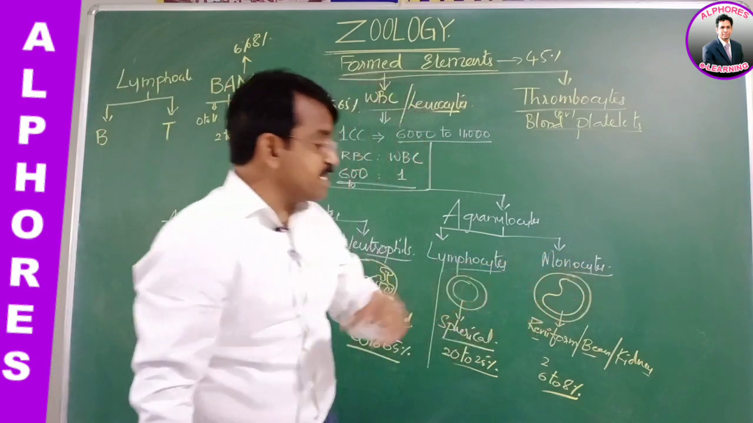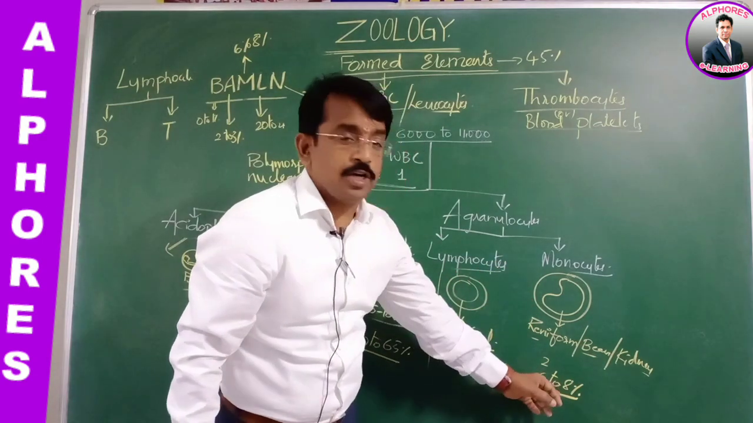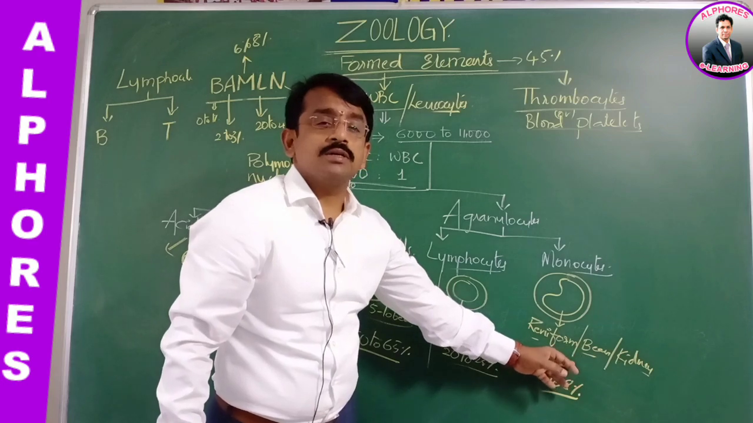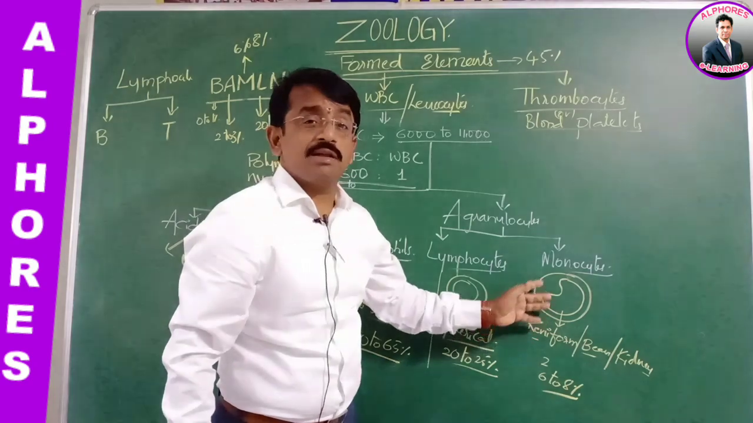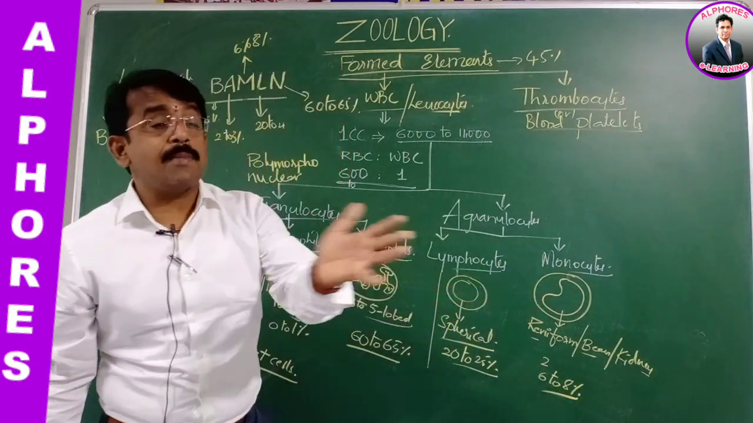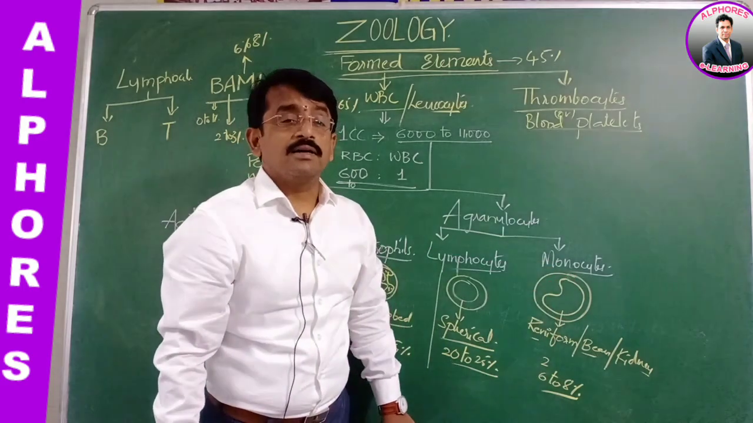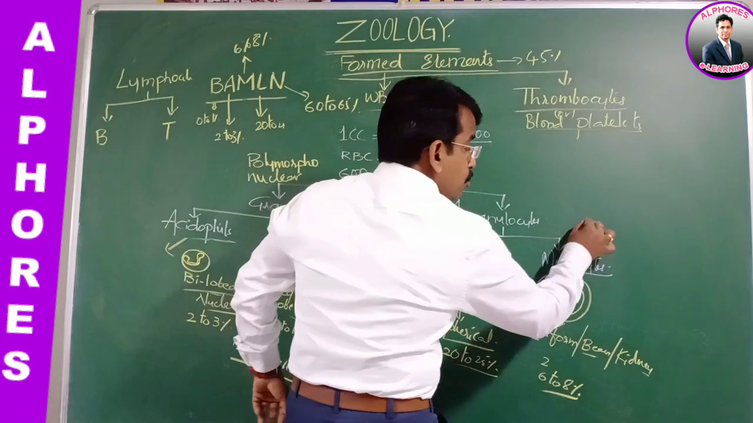Monocytes. If we see, monocytes are 6 to 8 percent. They have a reniform nucleus. As long as they are present in the blood, they remain as they are. But when they come out of the blood and reach the connective tissues, they become macrophages.